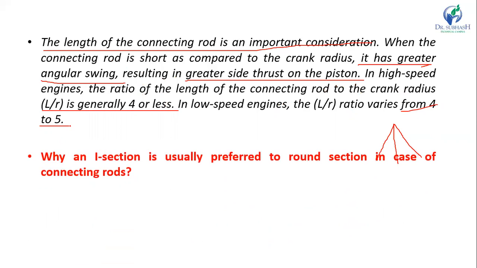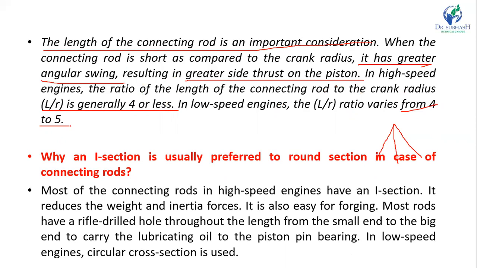Now one important question, why is an I section usually preferred to round section in case of the connecting rod? Connecting rod માં એનો જે cross section છે એ I section શું કામ રાખવામાં આવે છે? So most of the connecting rods in high speed engine have an I section because it reduces the weight and inertia force. Okay, I section છે એના કારણે એનું weight reduce થાય છે અને weight reduce થાય એટલે inertia forces પણ reduce થાય છે.